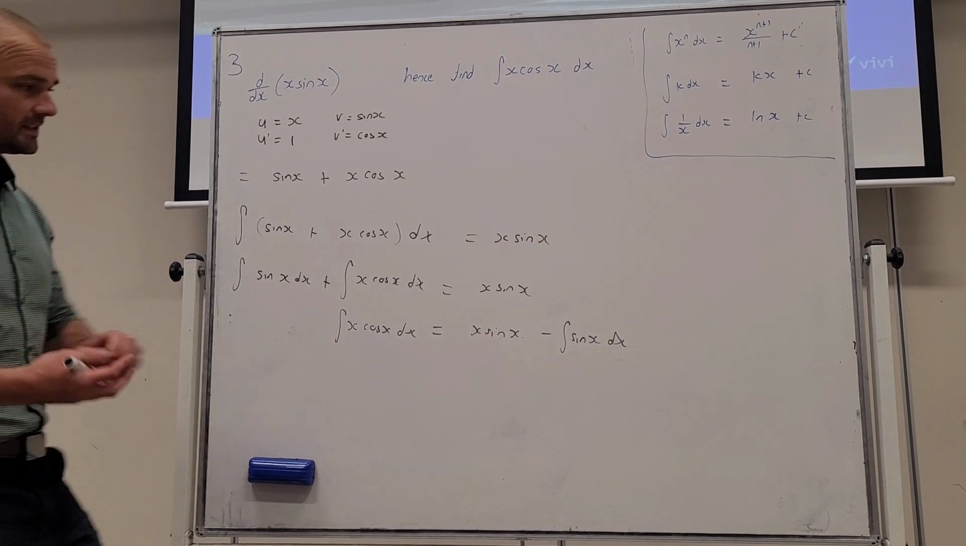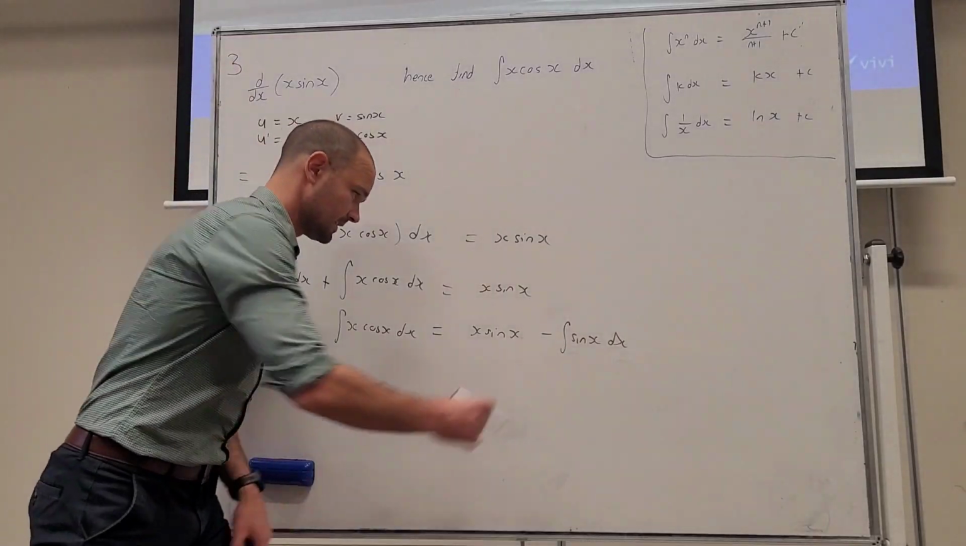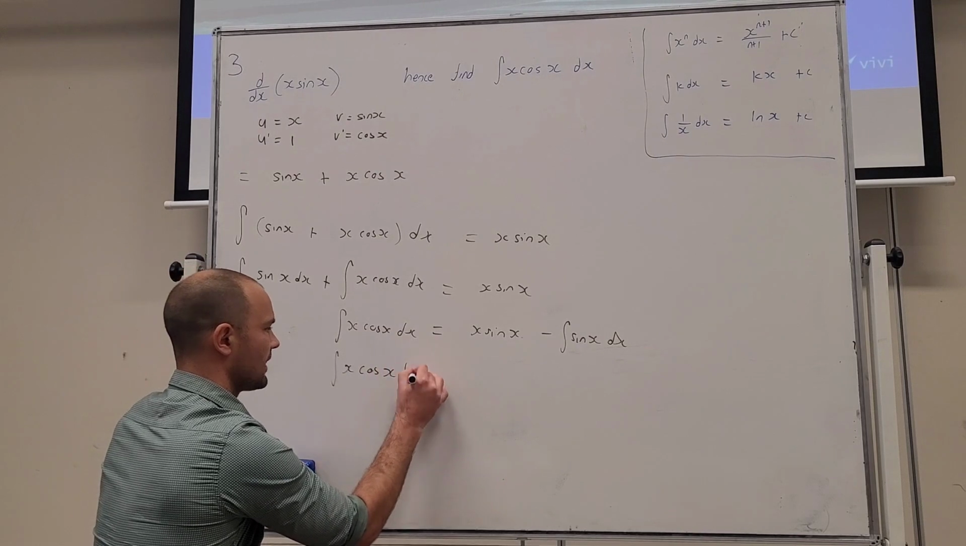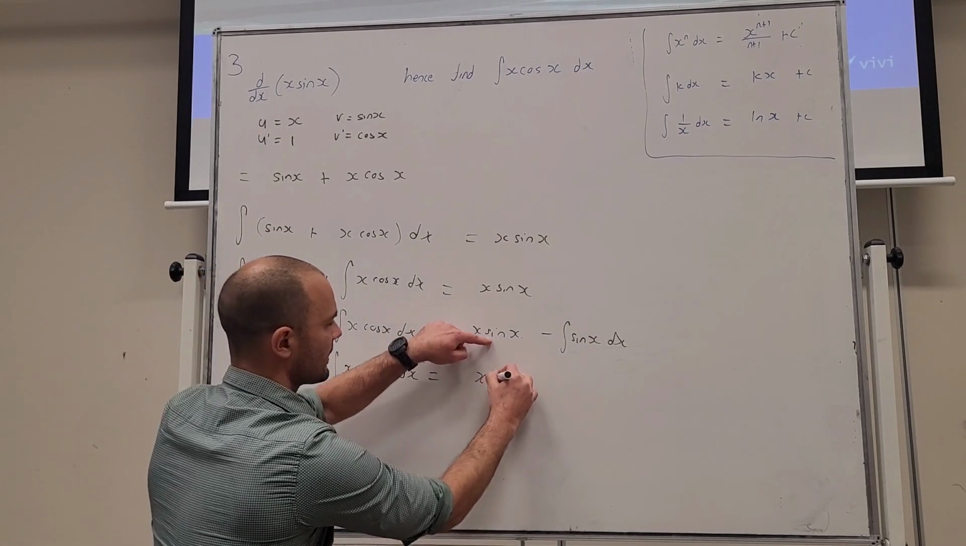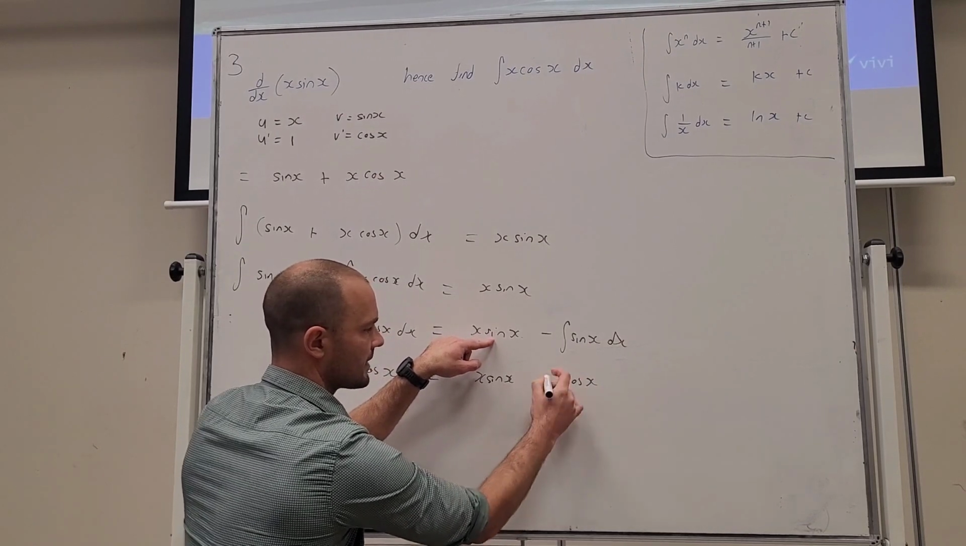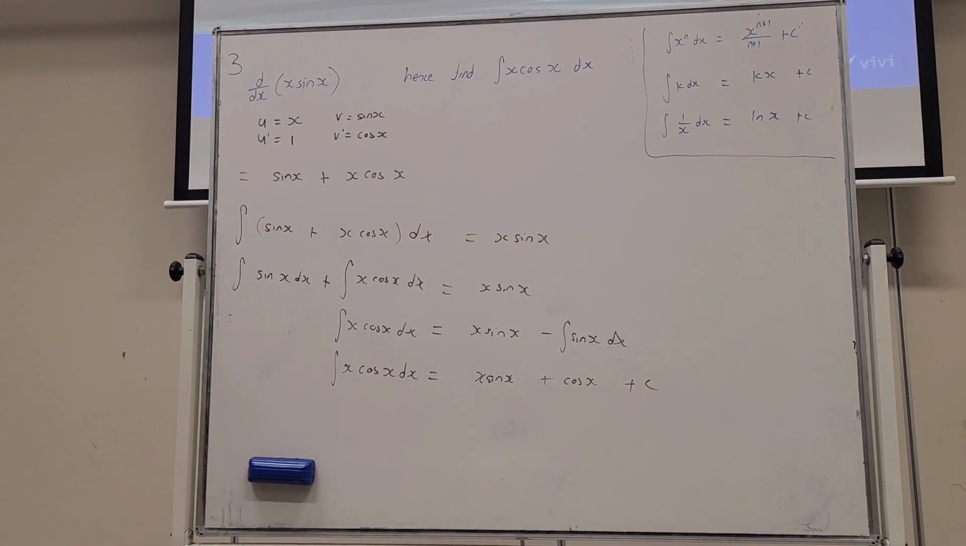Okay, we're almost done. This we can perform. We know what the integral of sine x is. It's negative cos x. So the integral of x cos x with regards to x is going to be x sine x, take away negative cos x. So that becomes plus, and then we'll put our plus c right at the end.